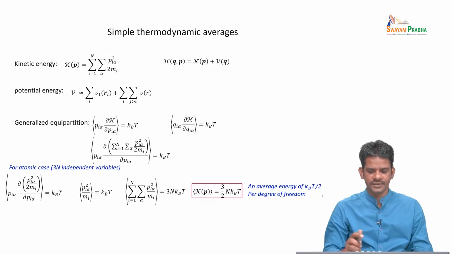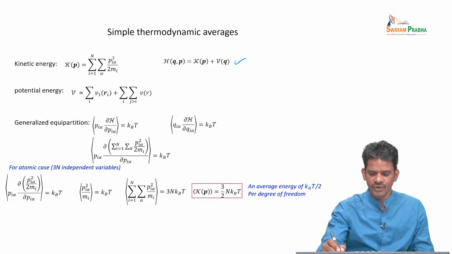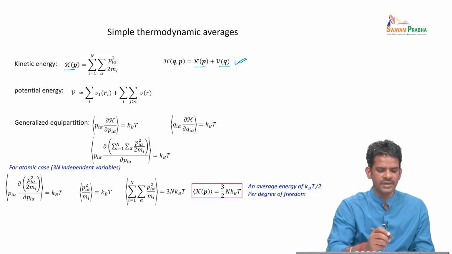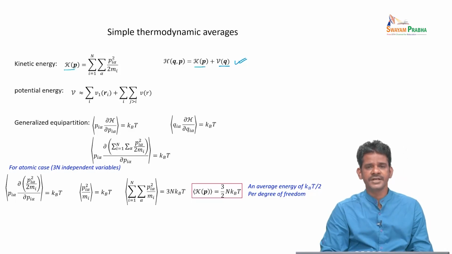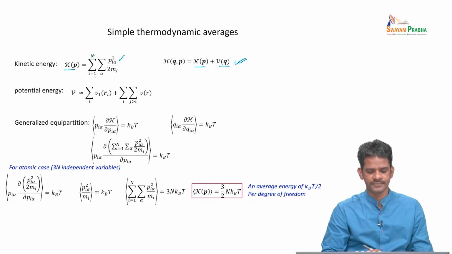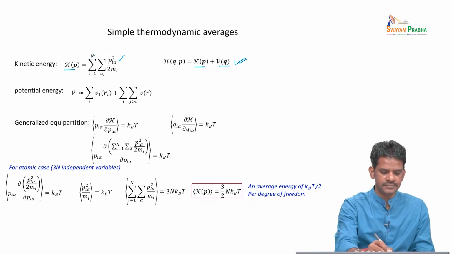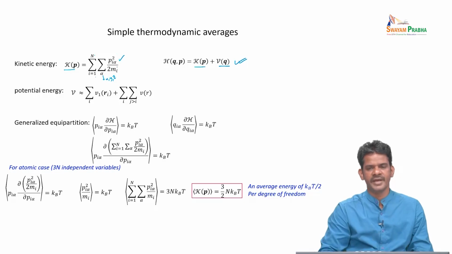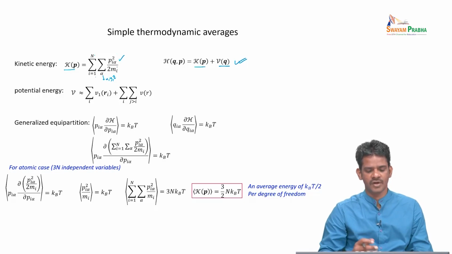So, in order to do that, we first recall that the Hamiltonian of the system is written into two parts: kinetic energy and potential energy. We have already noted the definition of kinetic energy using the momenta of the particles, where the sum from i equal to 1 to n is over the number of particles. This alpha here is for x, y and z coordinates, and p_i alpha squared by 2 m_i, summed over all these components, will give you the total kinetic energy.